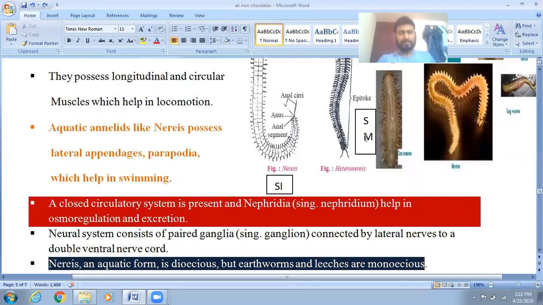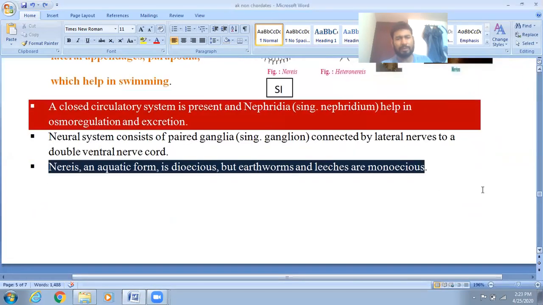Clear? So annelids possess longitudinal and circular muscles which help in locomotion. These muscles are involved in the locomotion phenomenon. You know very well that annelids, basically the earthworm, have a hydraulic skeleton by which they can perform their movement.